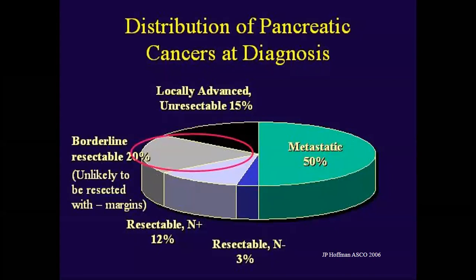Now, this is the distribution of pancreatic cancer diagnosis. How do we get the cases? This is what we got in America: locally unresectable cases are about 15%. Borderline resectable or unlikely to be resected are about 20% of the cases. Resectable with nodal involvement is 12%, and resectable with no nodal involvement is 3%.